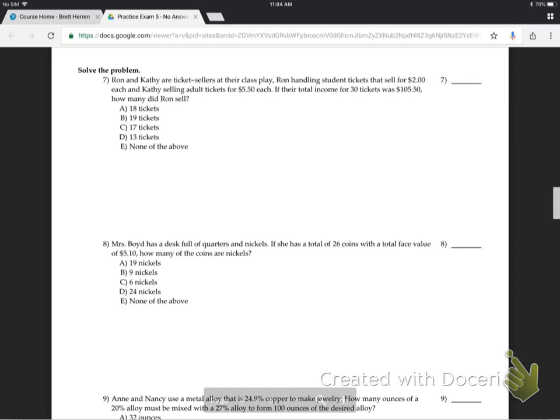Do we also have direct and inverse? No, that was the last exam, wasn't it? That was the last exam, yeah. So in this exam, we have 3 kinds. We have the money, the mixture, and the travel.